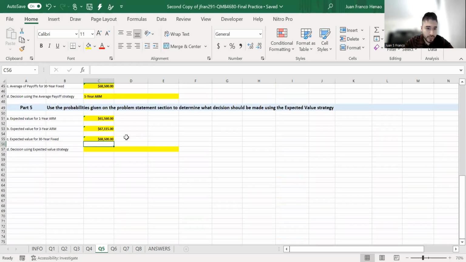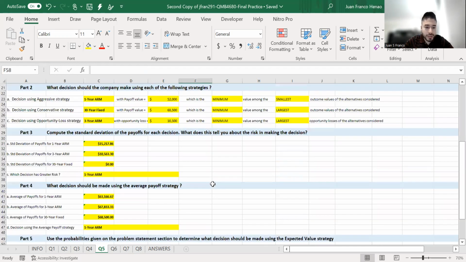Now we need to choose the best strategy in this scenario. It corresponds to the lowest value, which is the 1-year. Okay, we put it there. And we're done with question 5.